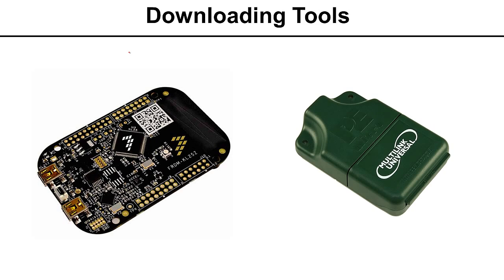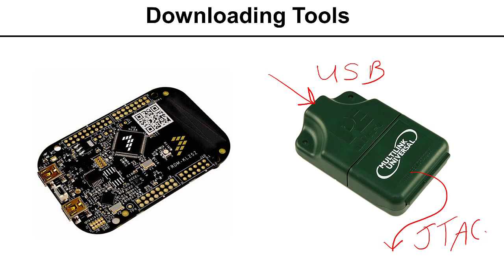Now, on the right, this is a P&E multi-link. So, on one side, it has USB. On the other side, there's a cable that has either JTAG, which is the standard. It can do Freescale's BDM, and some other interfaces.